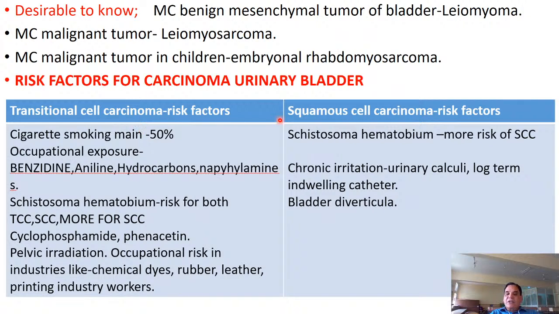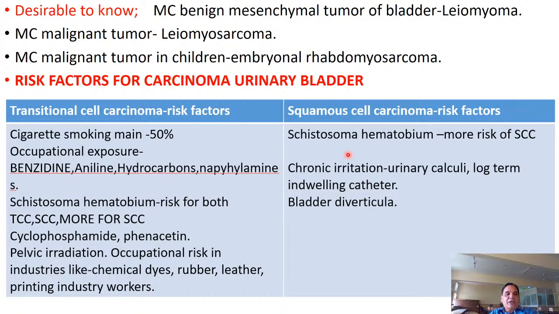It is 90%. Sometimes you get squamous cell carcinoma. And risk factor number 1 here is Schistosoma haematobium, this organism. And chronic irritation, this is the secondary cause. Chronic irritation due to what? Urinary calculi, and long-term indwelling catheter. If you keep a catheter for a very long time, there is a chance that this type of carcinoma may develop. So, as a principle, remove the catheter at the earliest stage. And bladder diverticula. Bladder diverticula occur because of outflow obstruction to the bladder, like prostate or a long-standing stone. In that diverticulum, malignancy can occur.